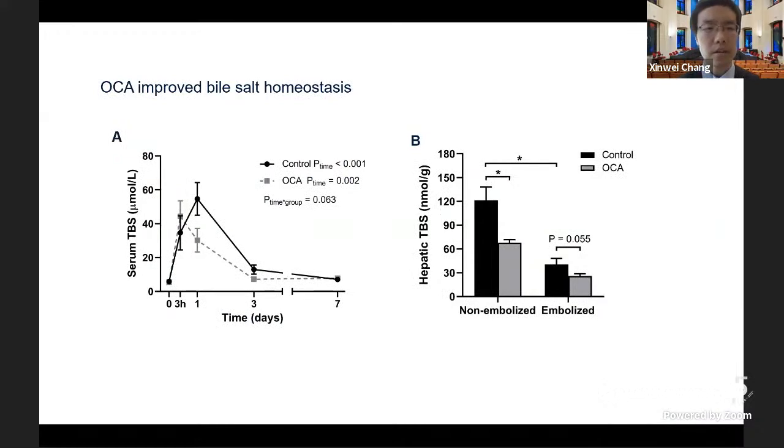We assessed the total bile salt levels in figure A. We found that the serum total bile salt levels in the OCA group tended to be normalized faster than the control group. In figure B, we found that in the non-embolized liver lobe, the liver total bile salt levels are lower in the OCA group than the control group, indicating that the OCA improved bile salt homeostasis.